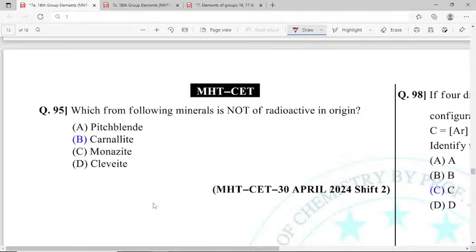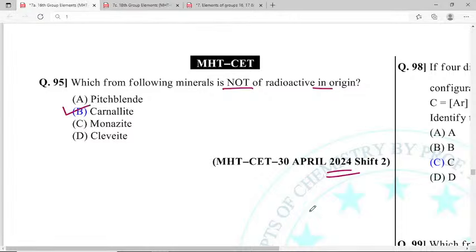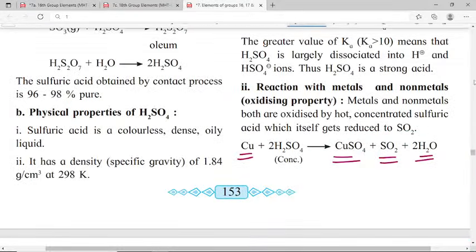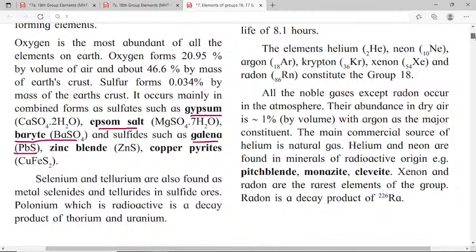Which of the following elements is not radioactive in origin? Question 2024. Carnallite is not a radioactive element. Pitchblende, monazite, cleveite, all these are radioactive. I am showing it here in your textbook front page. Pitchblende, monazite and cleveite are of radioactive origin. Very, very important.